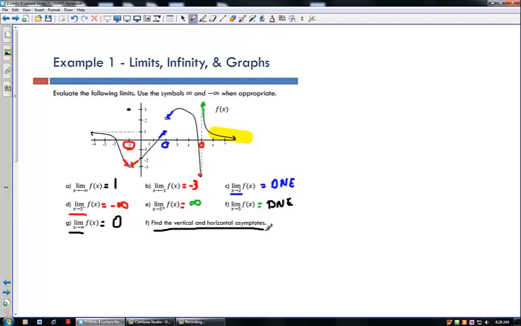Find the vertical and horizontal asymptotes. So for vertical asymptotes, there's just one. It's right here. And so that's the line x equals 5. So let's just write VA for vertical asymptote. And then for horizontal asymptotes, there's actually two of them. One is drawn. So here's one horizontal asymptote, and that's y equals 1.